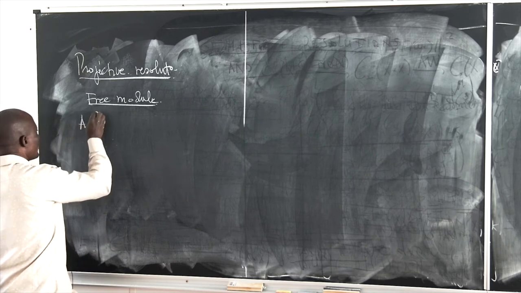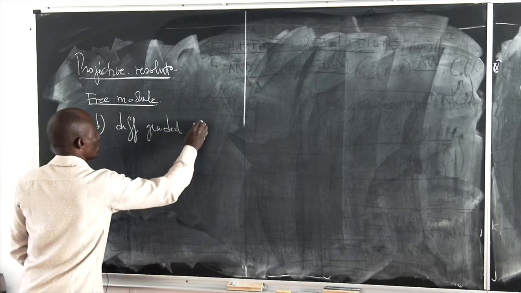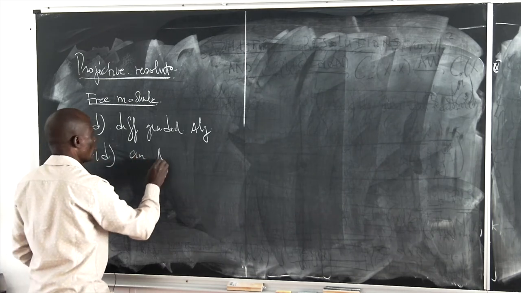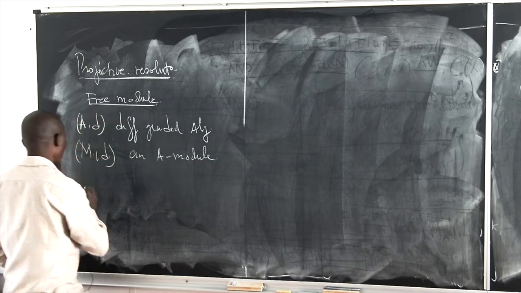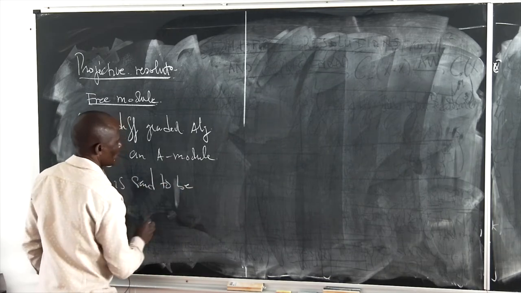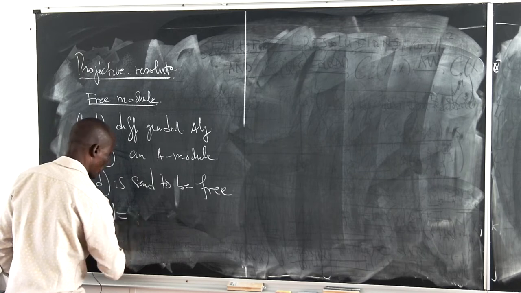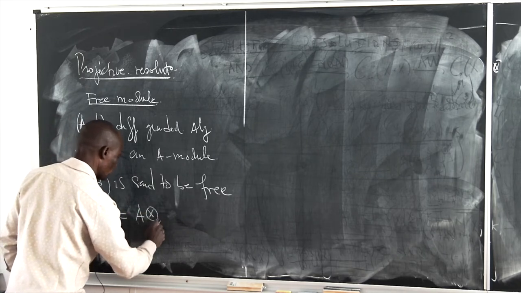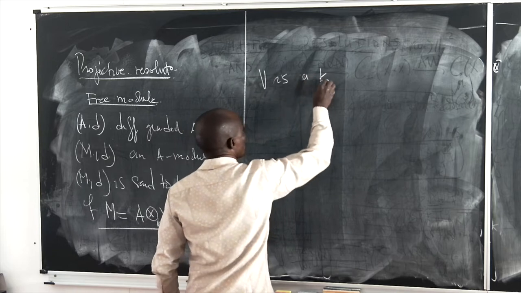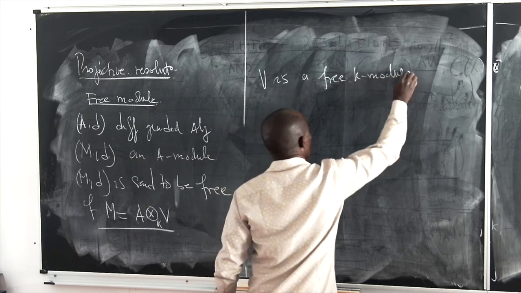We consider here a differential graded algebra A, and M an A module. M is said to be free if M is equal to A tensor V, where V is a free k-module. Okay.